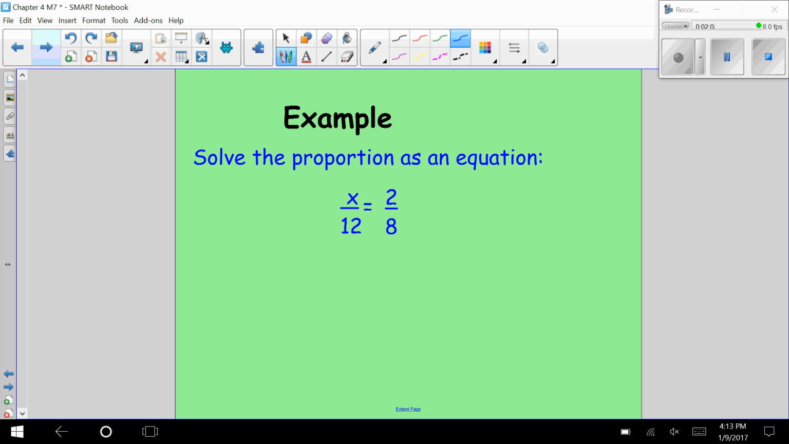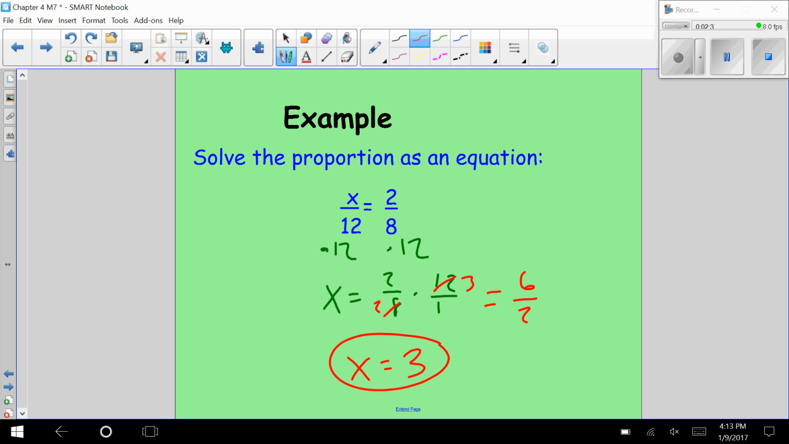Another method is to solve it as an equation. So think of this as x divided by 12 equals 2/8. To get rid of divided by 12, I multiply by 12. Now I just have x equals 2/8 times 12 over 1. I can cross cancel a little here. Divide these both by 4. I get 2/3. So I get 2 times 3 is 6 over 2 times 1 is 2. 6 over 2 is 3, so x must equal 3.